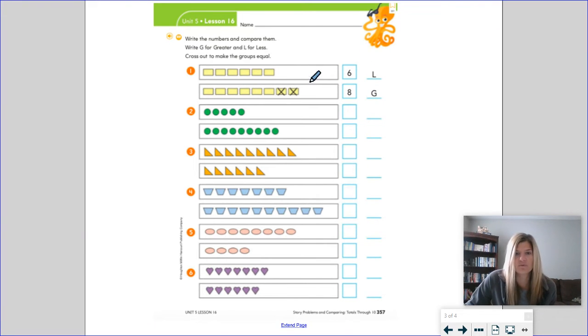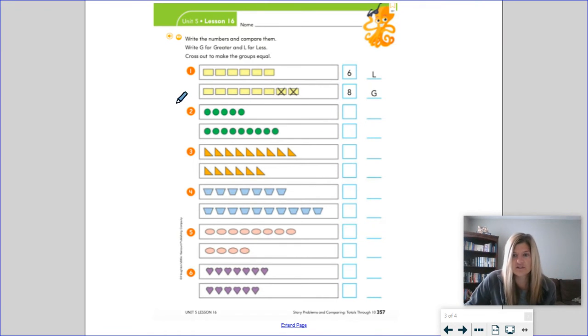Now, boys and girls, what they want you to do is make these two groups equal. Equal means the same. So you have to cross out the extra ones you see so that the two groups are equal. If you look right now, there's 1, 2, 3, 4, 5, 6 on top. 1, 2, 3, 4, 5, 6 on bottom. 6 is equal to 6. So let's do number 2 together.